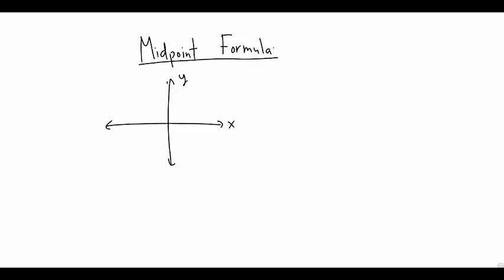Let's plot these 2 points, -1, 2, and 4, 9. And let's draw that line segment that connects those 2 points. And what we are going to locate on the segment is a third point. Call this M.